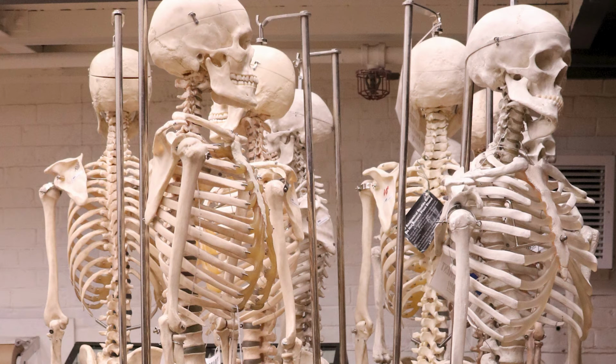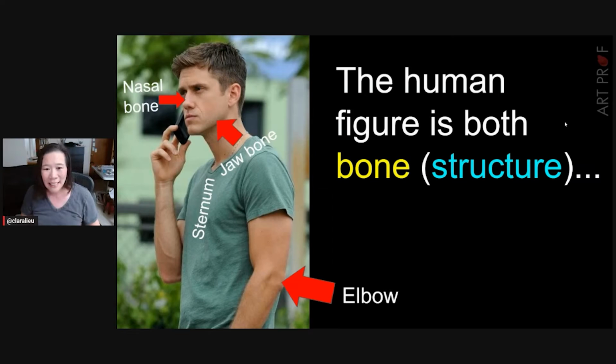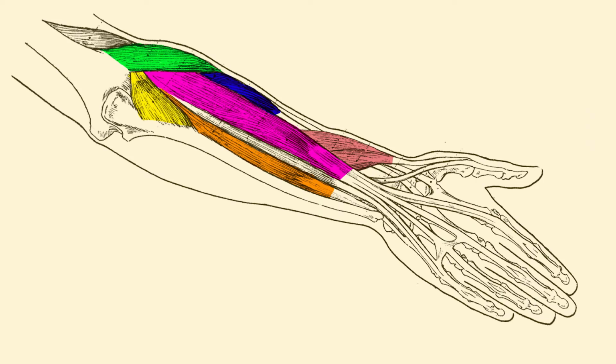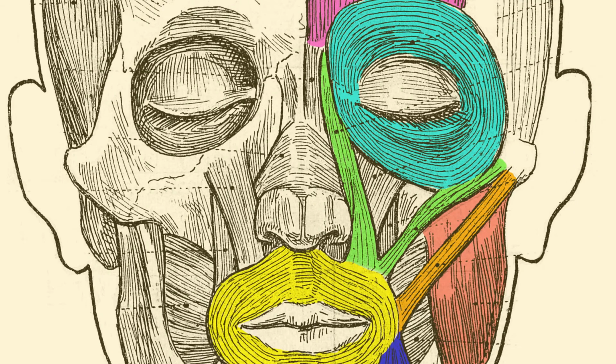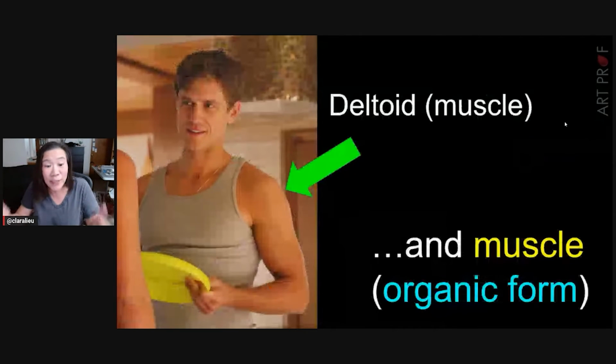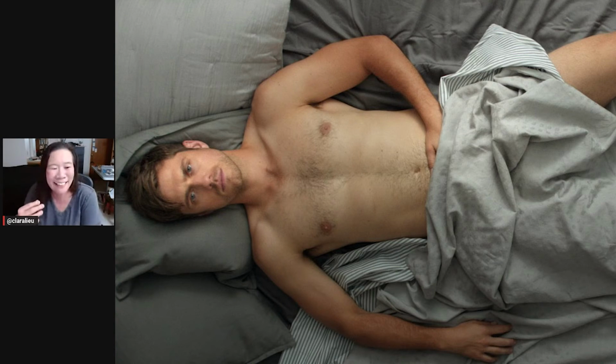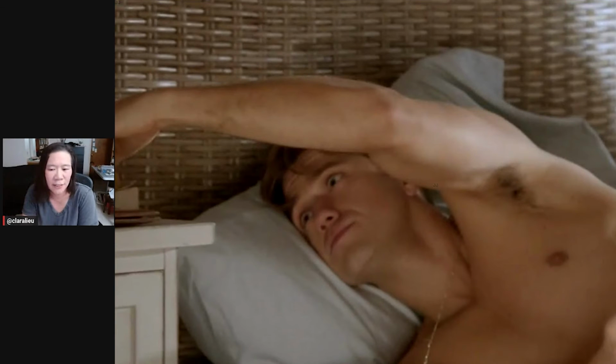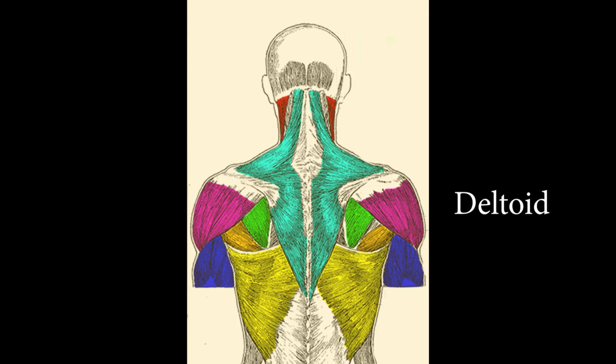You need bone. You need structure. And again, it can be simple. But I'm saying elbow, nasal bone. Those are pretty straightforward. And then there's muscle. There is organic form. Most people will see the organic form first, because it's what's on the surface. It's what's very clear. So here we have the shoulder muscle, which is deltoid.